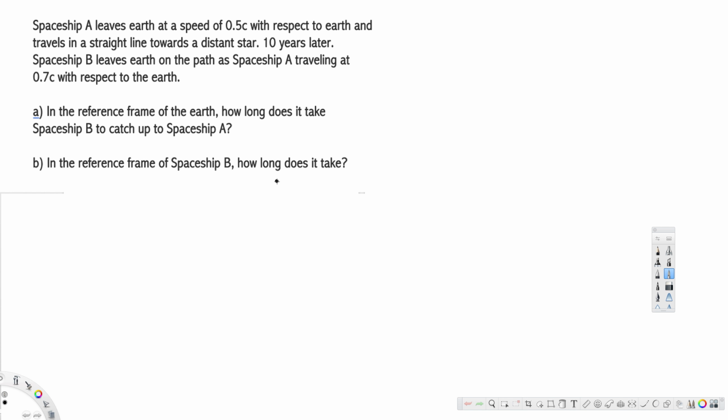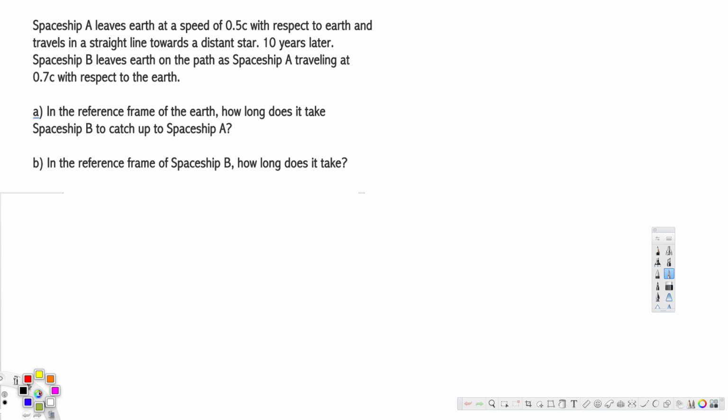Guys, let's look at this problem right here. This question is asking: Spaceship A leaves Earth at a speed of 0.5c with respect to Earth and travels in a straight line towards a distant star. 10 years later, Spaceship B leaves Earth on the same path as Spaceship A, traveling at 0.7c with respect to the Earth. In the reference frame of the Earth, how long does it take Spaceship B to catch up to Spaceship A?